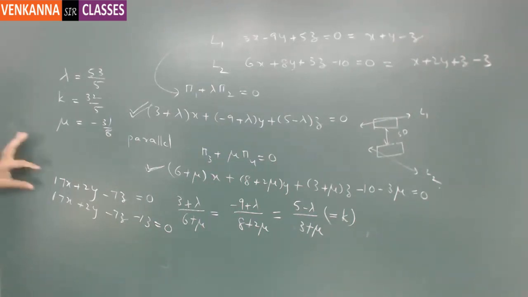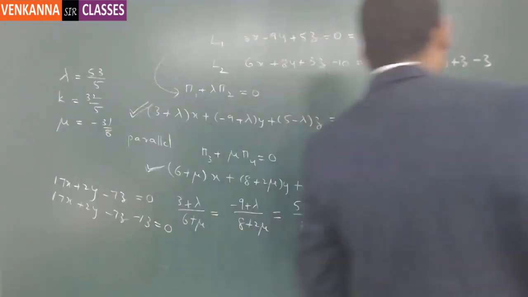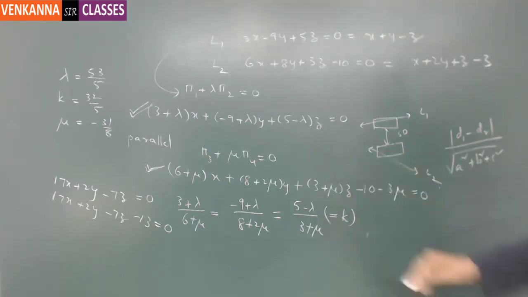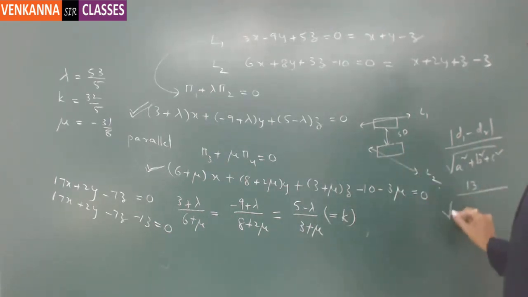Since the planes are parallel, the distance between them is nothing but the shortest distance. The formula, I think you know, is modulus of d1 minus d2 by square root of a square plus b square plus c square. So d1 minus d2 is nothing but 13 by square root of 289 plus 4 plus 49.